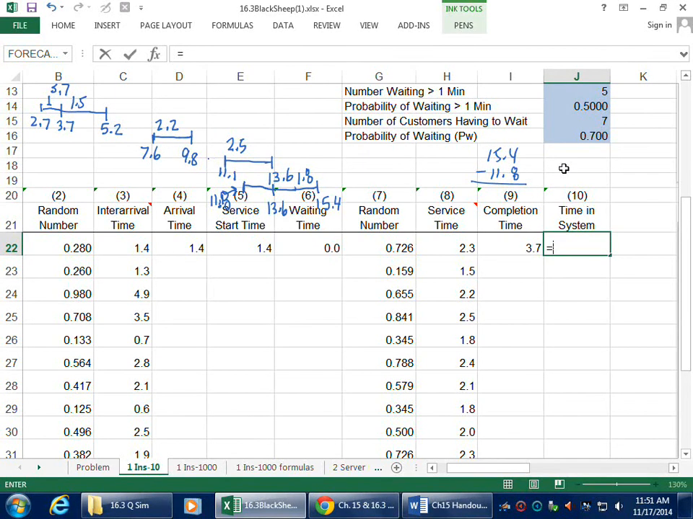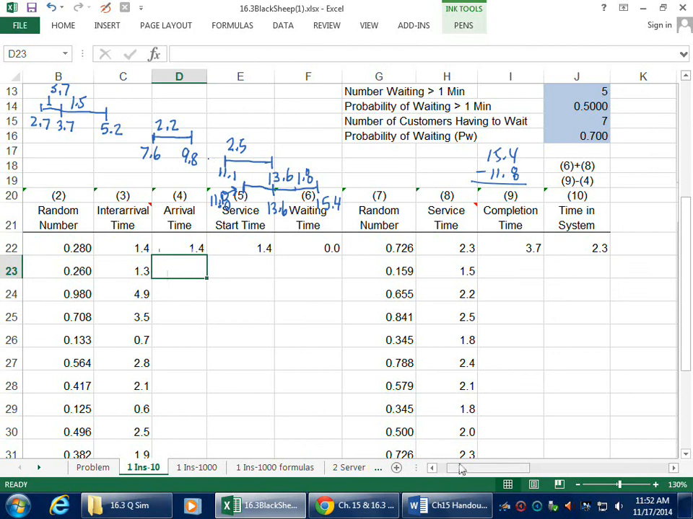Okay, so let me write that down. I could do column 6, the waiting time, plus the service time, column 8, or I could do completion time minus the arrival time. Either way will give me the same result. So here I'm going to say completion time minus the arrival time. That's one of the choices.